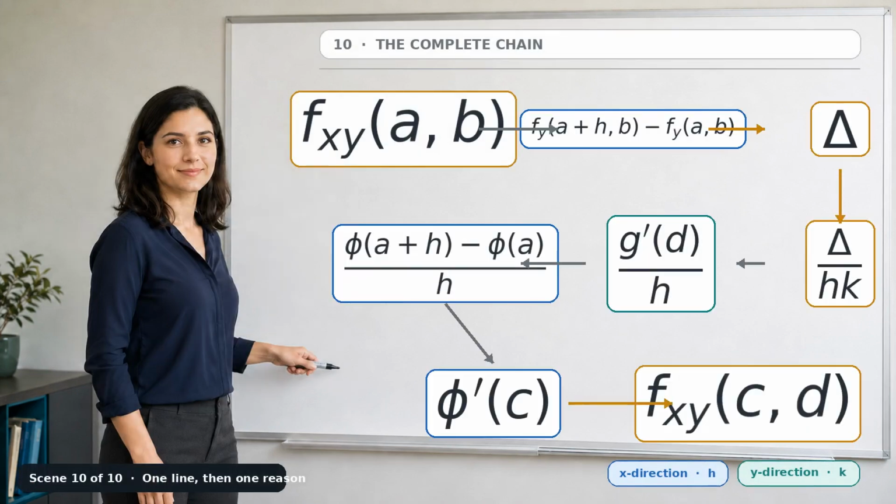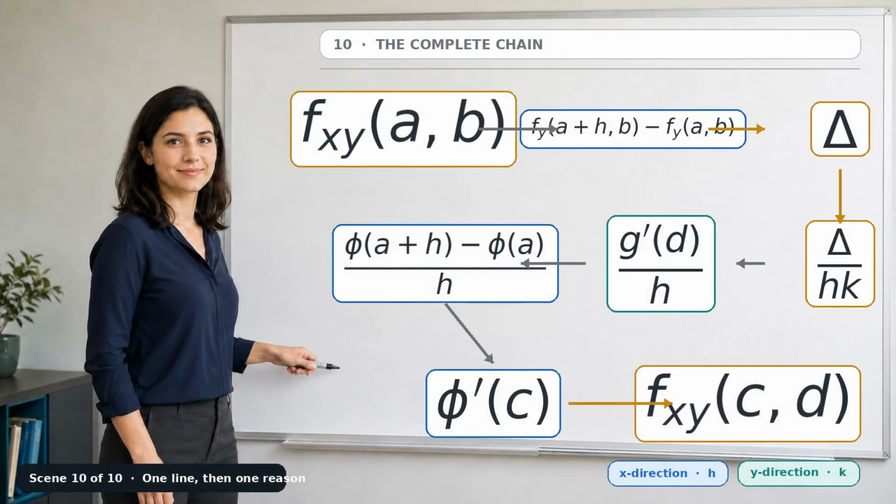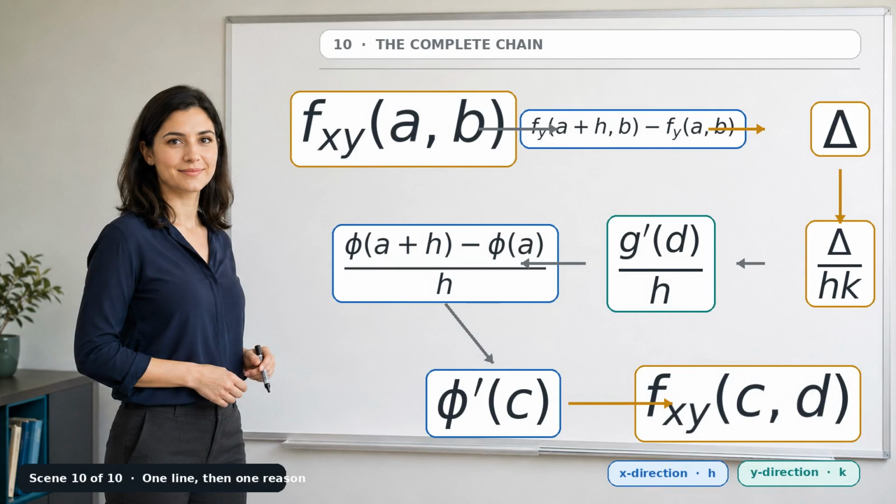Now, for the first time, let us show the complete chain. We wanted f sub x y at a comma b. That forced us to examine how f sub y changes in the x direction. To understand those two f sub y values, we needed vertical changes of the original function f. Those vertical changes naturally produce delta, and therefore delta divided by h times k. Writing delta as g of b plus k minus g of b made the first mean value theorem useful. It produced g prime of d divided by h.